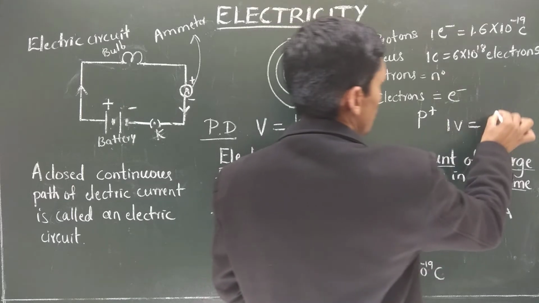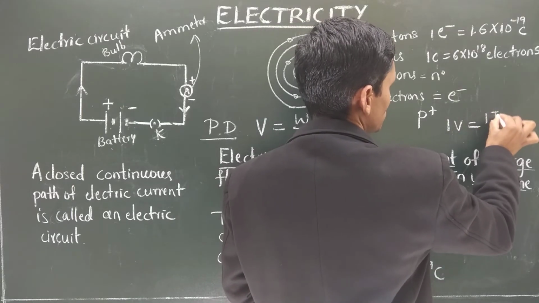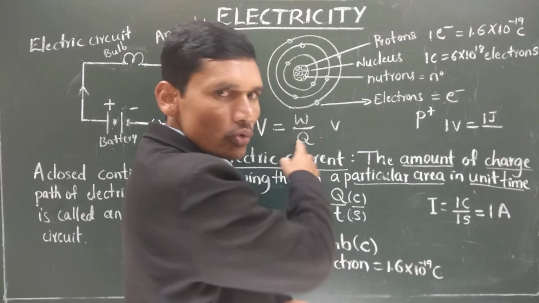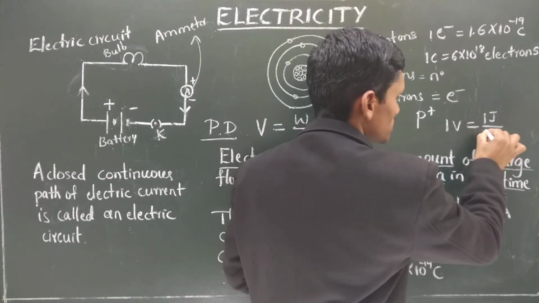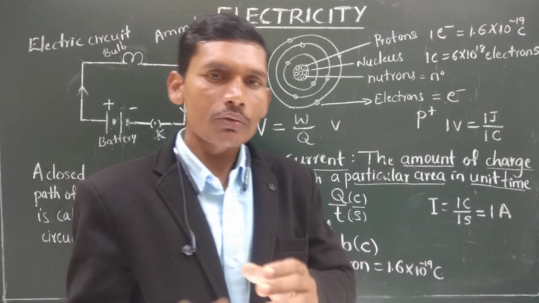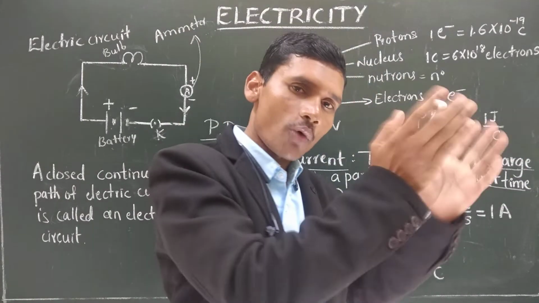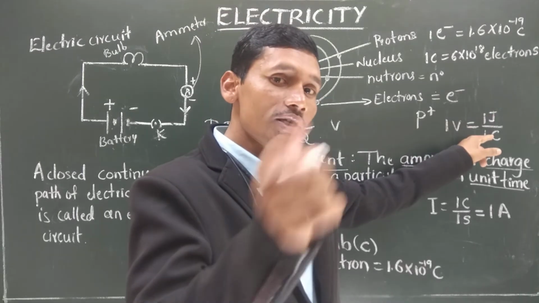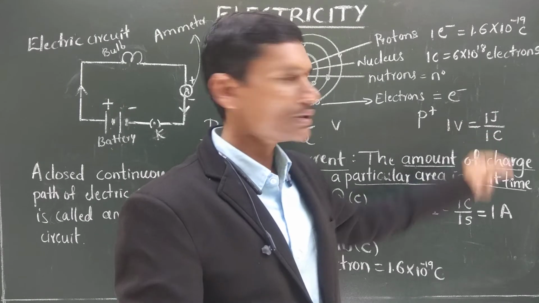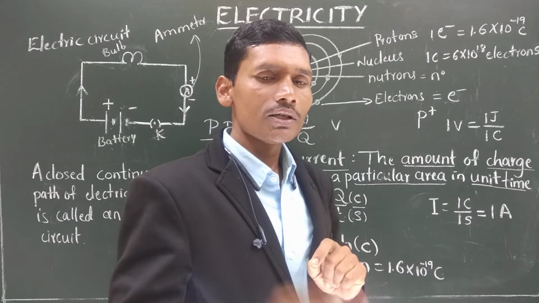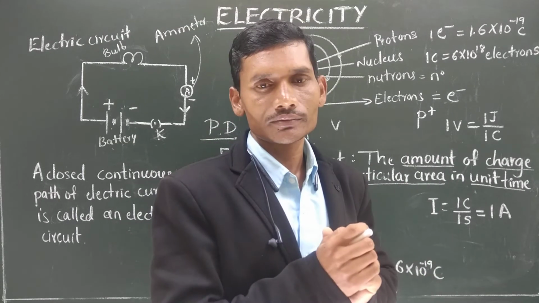1 joule of work is done. If 1 joule of work is done to move a unit charge, 1 coulomb of charge, from one point to another point, then the potential difference created is 1 volt. So this is how we are measuring a potential difference.